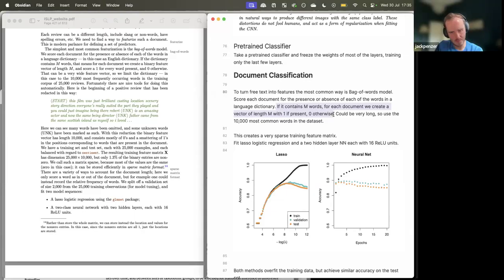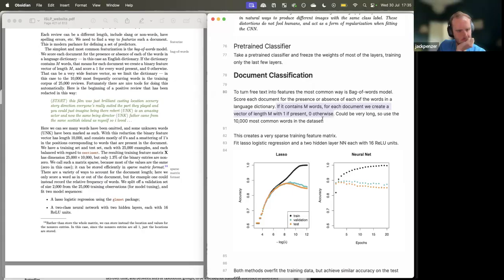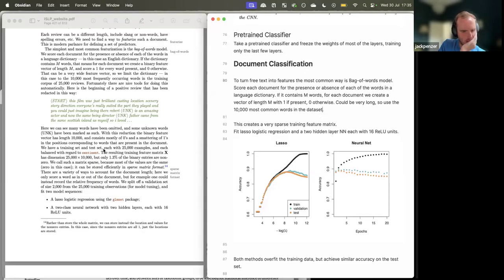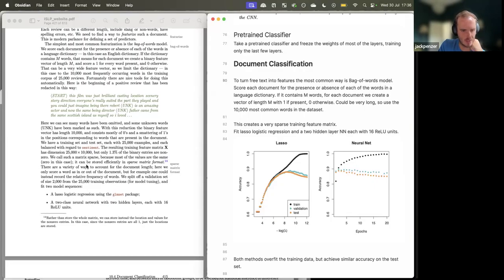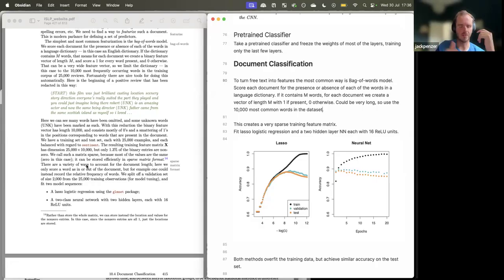That would be useful if a review is a bit more on the fence and they're using good words and bad words, or things that you've learned as good or bad, so then you might want to see how many times you're using each one to try and give you an output. Oh, sorry, it does actually say in the book that one could instead record the relative frequency of words. It says only score a word as in or out of the document, but for example, one could instead record the relative frequency of words. So you could have the actual value, or you could have a proportion.